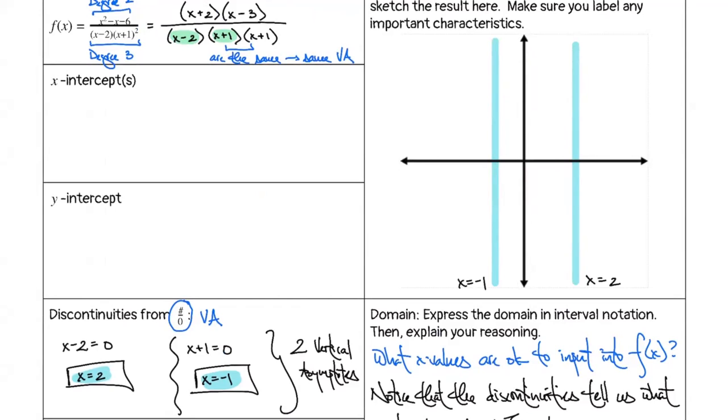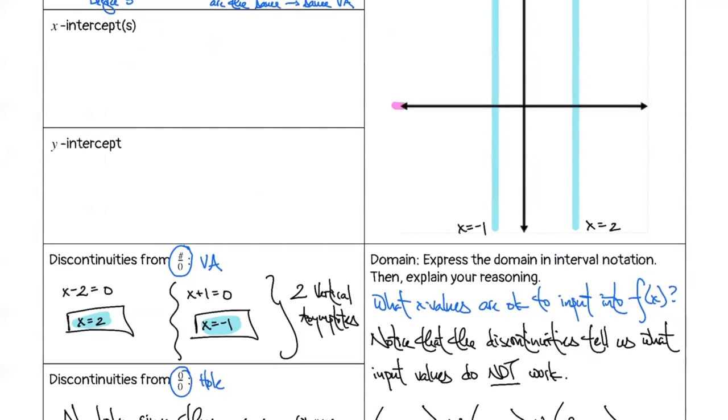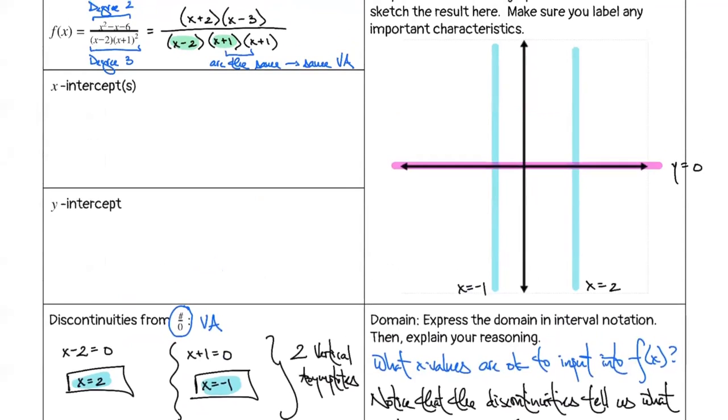And then we can go ahead and put in our horizontal asymptote, which we said was going to be at y equals 0. All right. I know that doesn't look like much of a graph because we haven't even drawn the function yet. We've literally just drawn a skeleton of what's going to happen here. Okay.